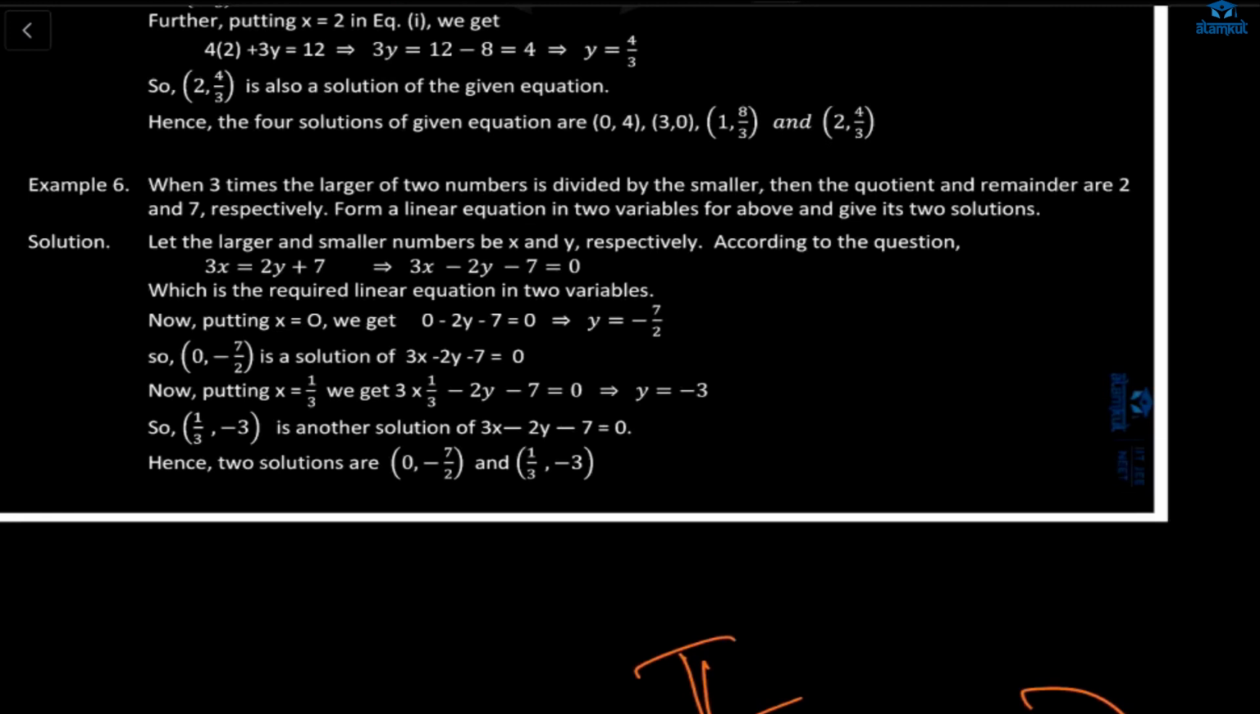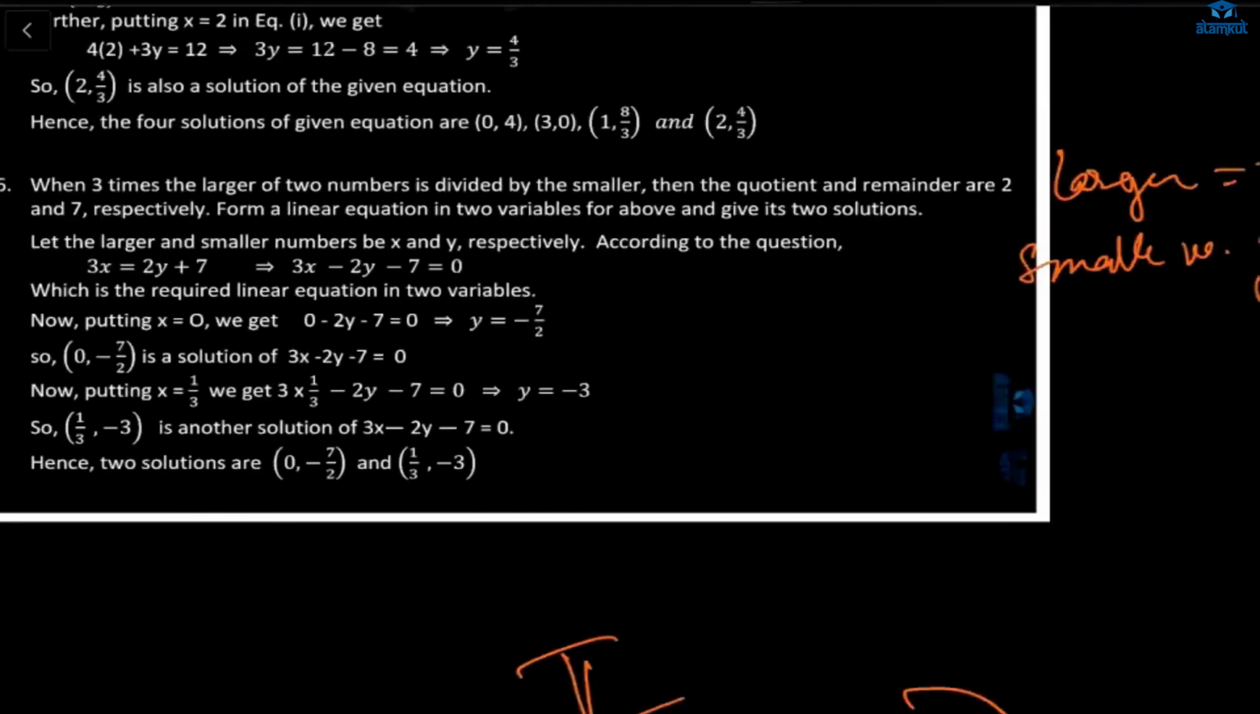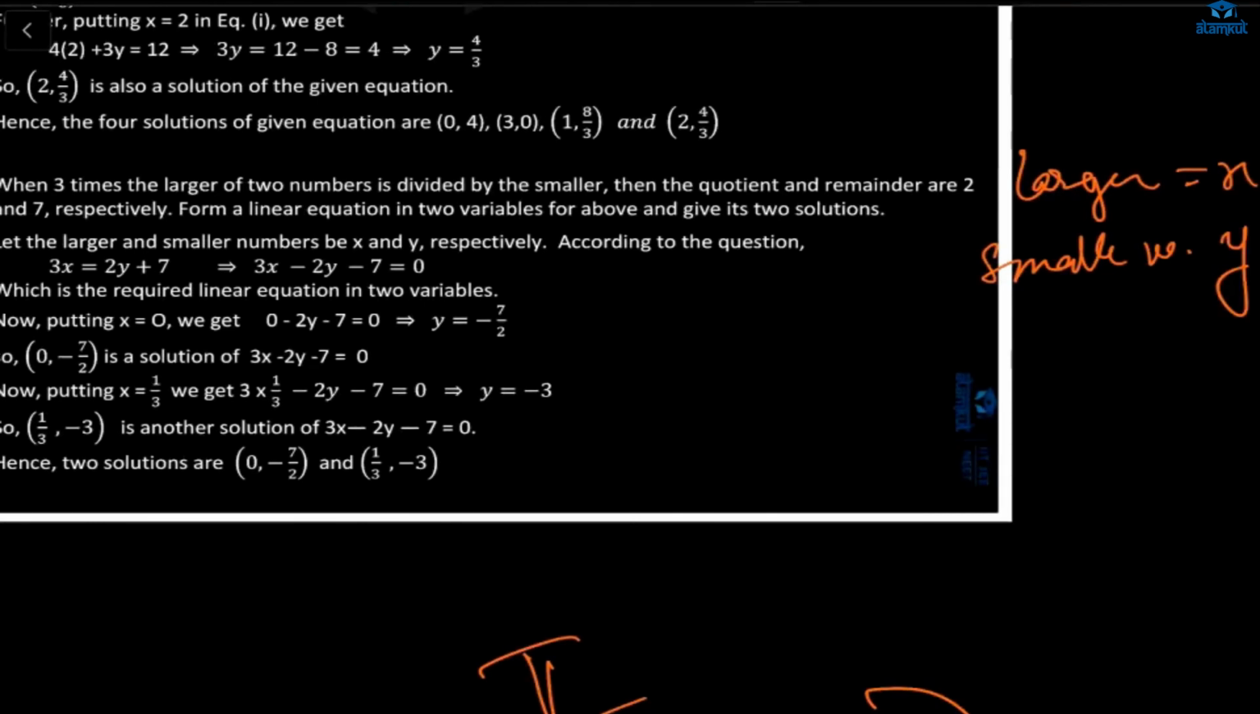So what will be the linear equation here? When 3 times the larger of two numbers is divided by the smaller. So here there are two things, the smaller number and the larger number. We can take the larger number as x and the smaller number as y. Then what is it telling you? 3 times the larger number means 3x.